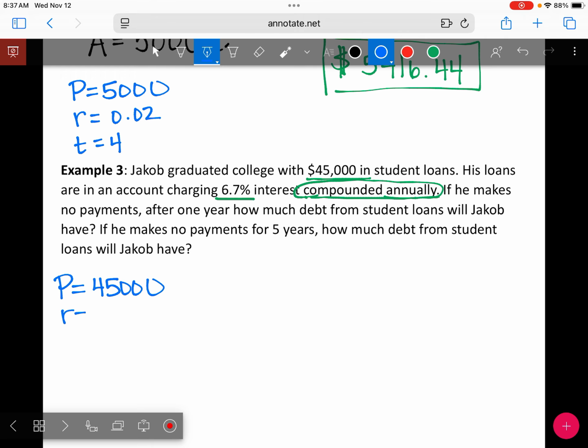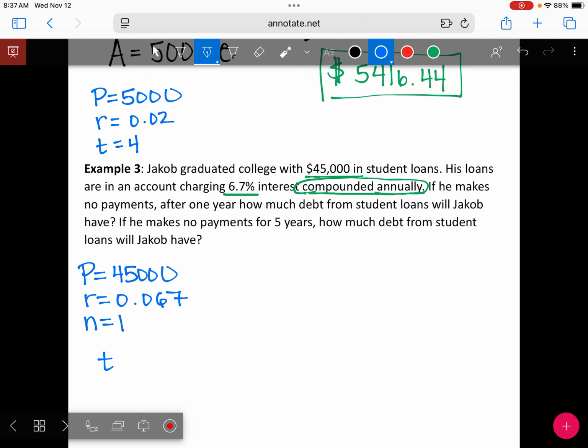Now again, you want to take that 6.7, divide that by 100. So 6.7 divided by 100. I know, 6, 7. Man, I didn't think about that. So that's 0.067. And then the first time, T is 1.